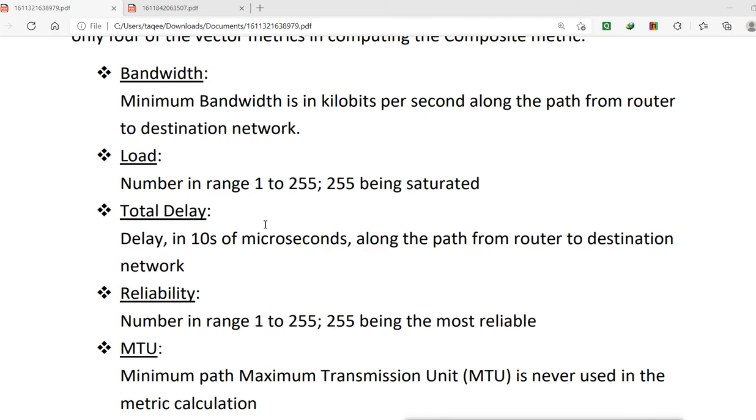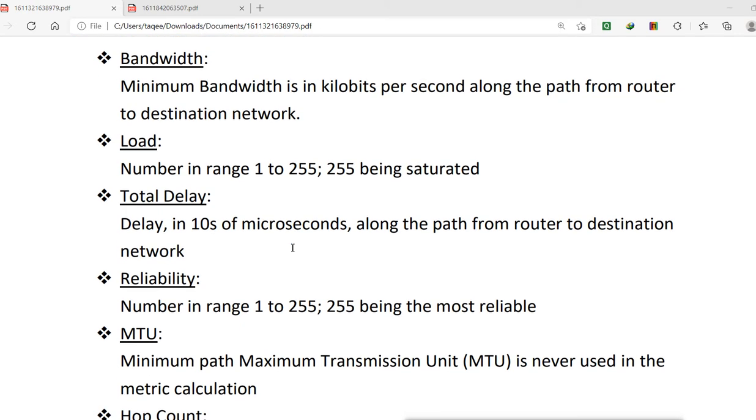Then total delay. It also checks the total delay. Delay is also a metric of EIGRP, and delay is in tens of microseconds along the path from the router to the destination network. So it calculates delay in tens of microseconds.